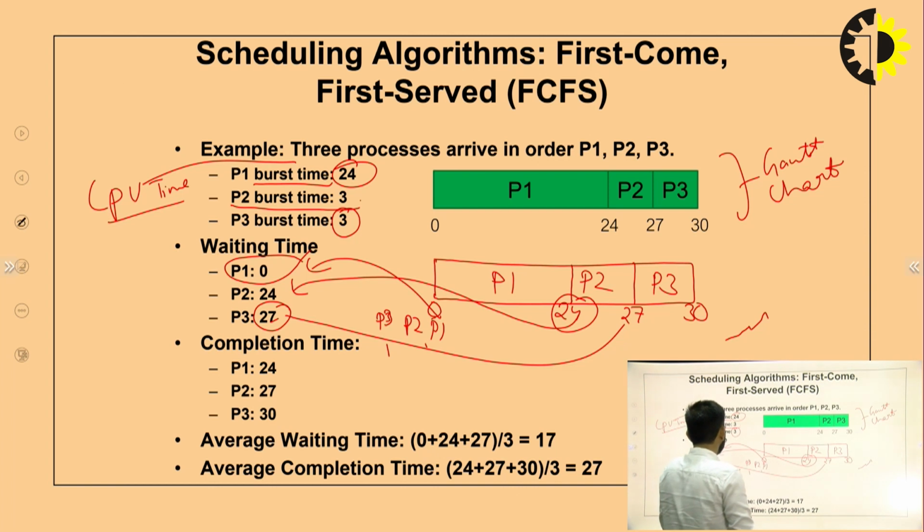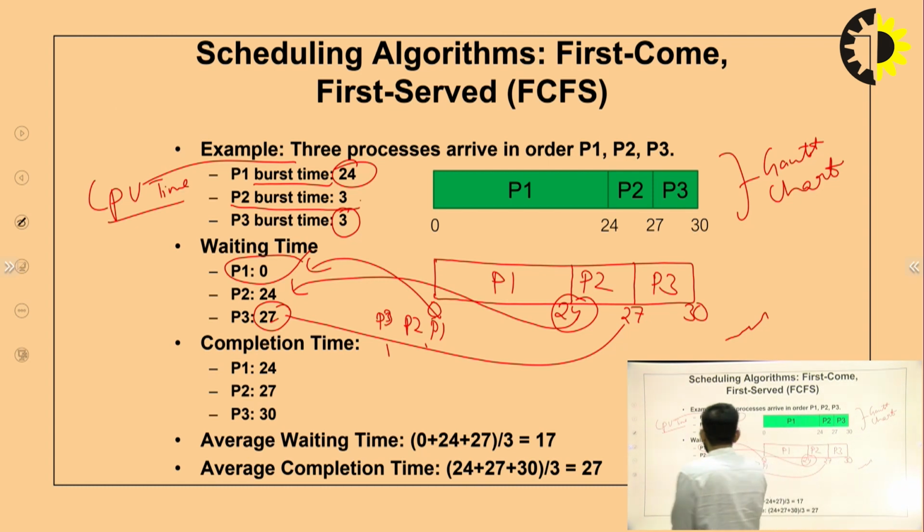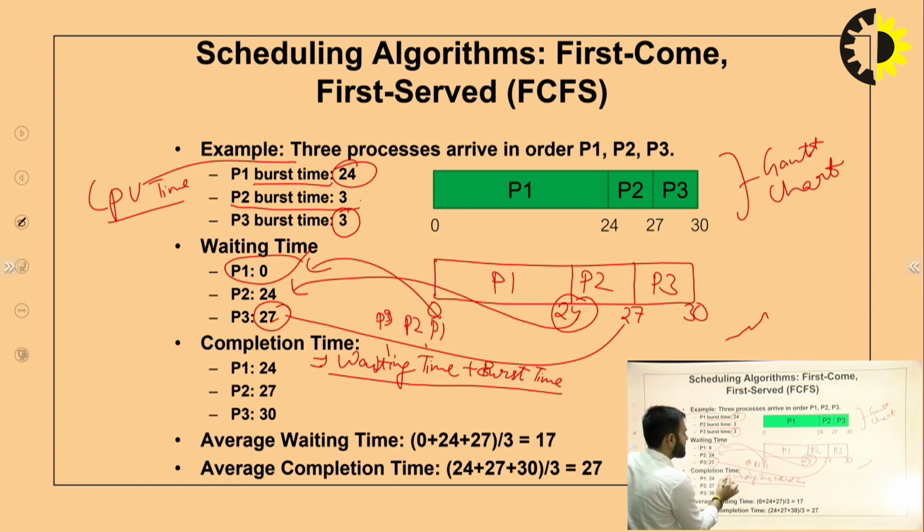Now see the completion time. It is nothing but the waiting time plus burst time. The formula for completion time is nothing but the waiting time plus burst time. Right. Now see the completion time. For P1, the waiting time is 0 and the burst time is 24. So for P1, the completion time is 24.